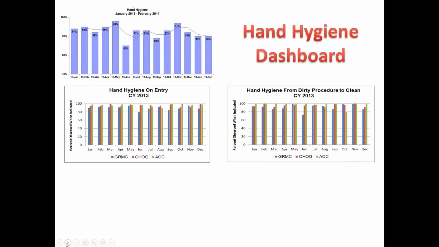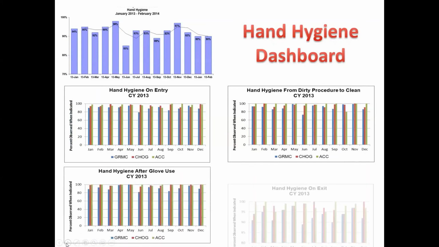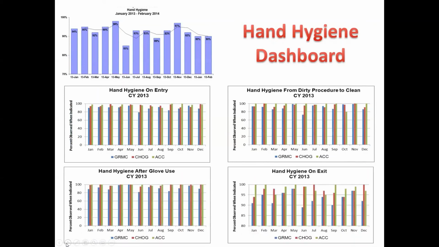And this is kind of a dashboard. Something that you click a couple more times. The picture at the top shows you the overall compliance over time by month for the facility overall, and then broken down to different parts of the facility, but also by indication. So upon entry, moving from a dirty procedure to a clean procedure, after glove use, and upon exit.